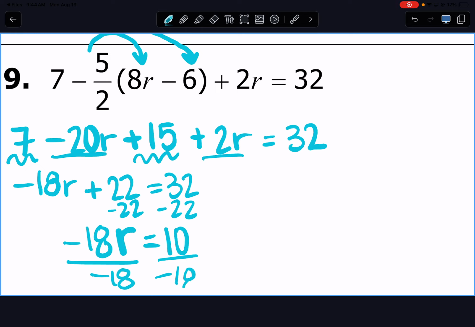Now, I got a weird old decimal. You can get a decimal, that's perfectly fine. There's nothing wrong with that. Most of the time, we will leave our stuff as a fraction, though. So can I simplify 10 over negative 18? 5 over negative 9. How did you get that? What did you take out of both to get that fraction? Divided everything by 2, because 10 divided by 2 gives us 5, and negative 18 divided by 2 gives us negative 9.